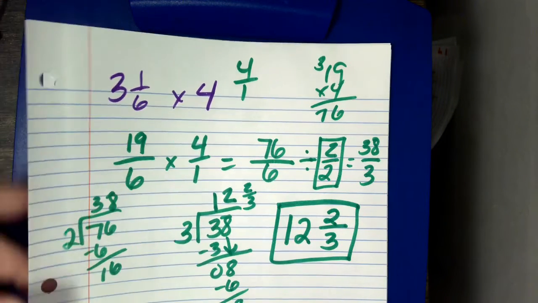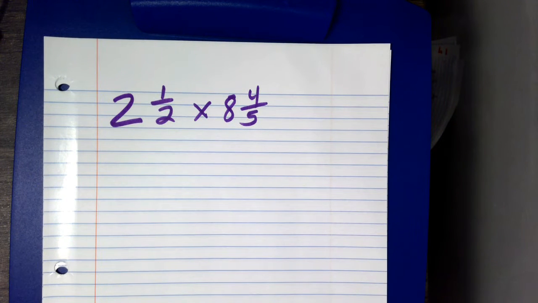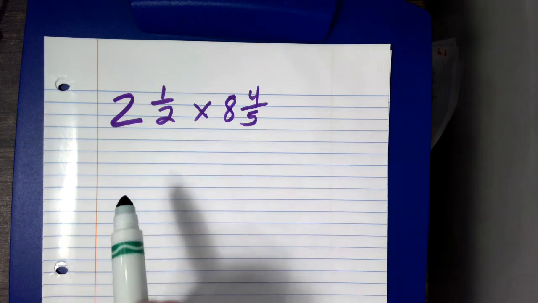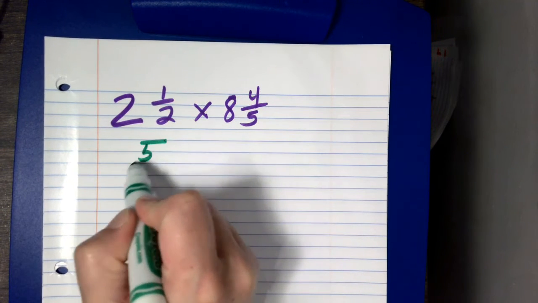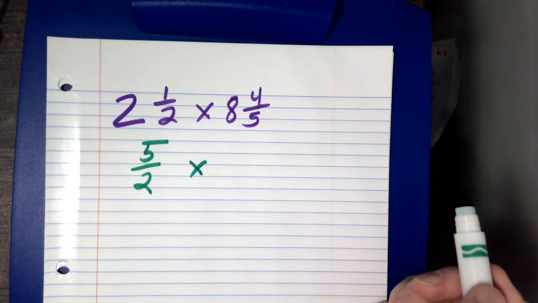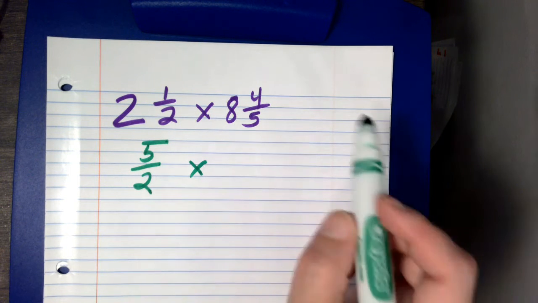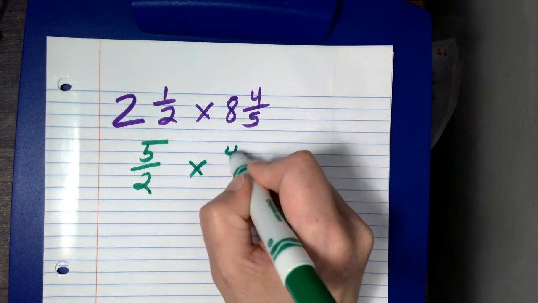Let's move to the last and final question for the warm-ups. In this problem, I have 2 and 1/2 multiplied by 8 and 4/5. The first step I'm going to do is find my improper fraction. Change this: 2 times 2 is 4, plus 1 is 5. 5 halves, that's the same thing as 2 and 1/2. And I'm going to multiply that by 8 and 4/5. Or 5 times 8 is 40, plus 4 is 44.